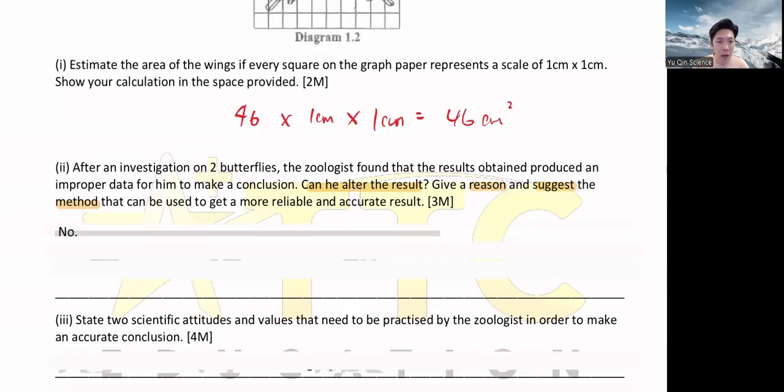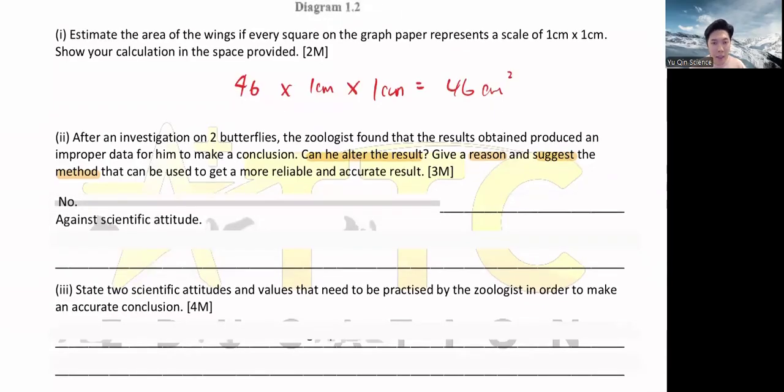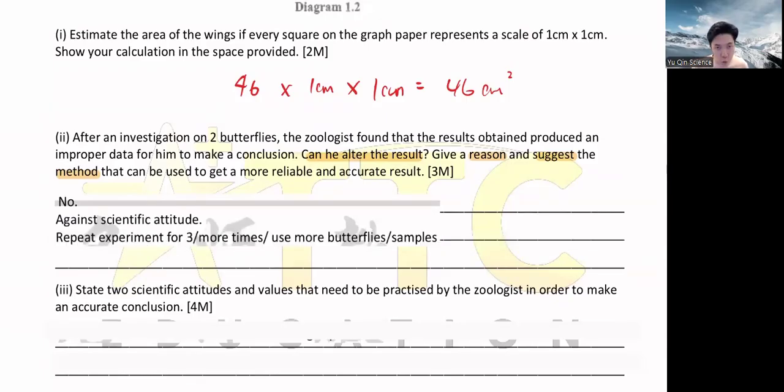Number 2, why no? This is not the correct scientific attitude. You are against the scientific attitude. Okay? So what should we do? Maybe do more butterflies. Don't just get 2 butterflies. Maybe more numbers of samples. Or take more readings and then divide by the number of readings to get an average. Okay? So this is what we should do. Repeat the experiment 3 times or use other butterflies. So the slash is for you to choose. This is one answer. This is another answer. You can choose, up to you. Okay.